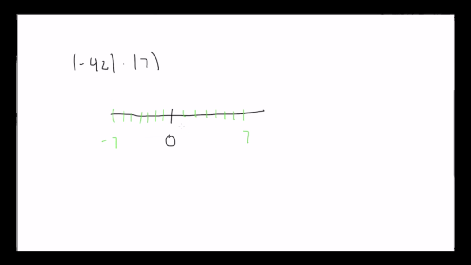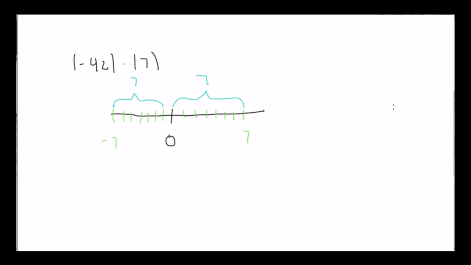All right, so the absolute value is asking how far from 0 is this value, 7. So if we count the ticks, we have 7. And then again, if we count the ticks, we still have 7. So it doesn't matter which side of 0 it's on. 7 is 7 away from 0.